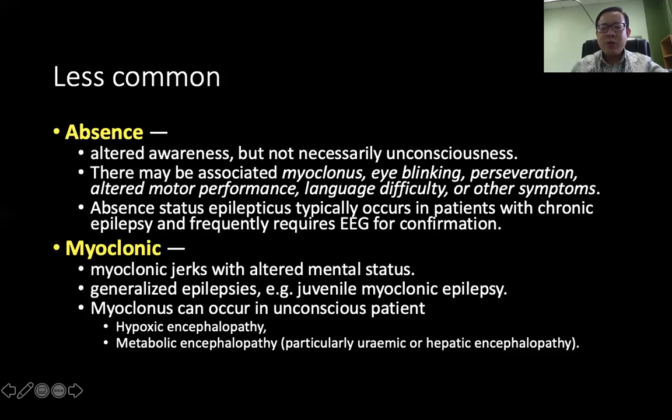Myoclonic status, we don't see them that often in juvenile myoclonic epilepsy because most of our patients will rather have generalized tonic-clonic seizures. But in hypoxia, in metabolic encephalopathy, especially uremic encephalopathy, patients will have continuous jerks or myoclonic jerks. In the past, we called them myoclonic status epilepticus. But the myoclonus usually responds only to GABAergic drugs. They don't respond to any other anti-epileptic drugs.